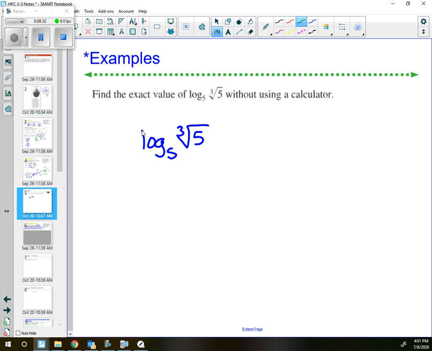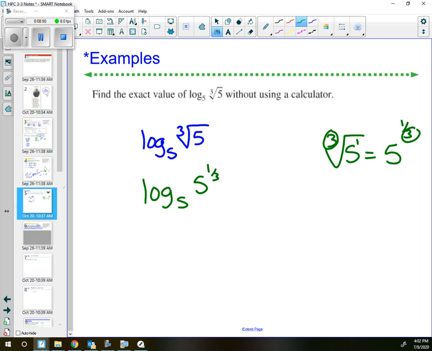So I would rewrite the cube root of 5 as 5 to a power. Remember what that power would be. It would be 5 to the 1 over 3. Remember, the root is always the denominator. So that's where I would start. Always write any radical thing as an exponent, because otherwise we're going to have some issues.